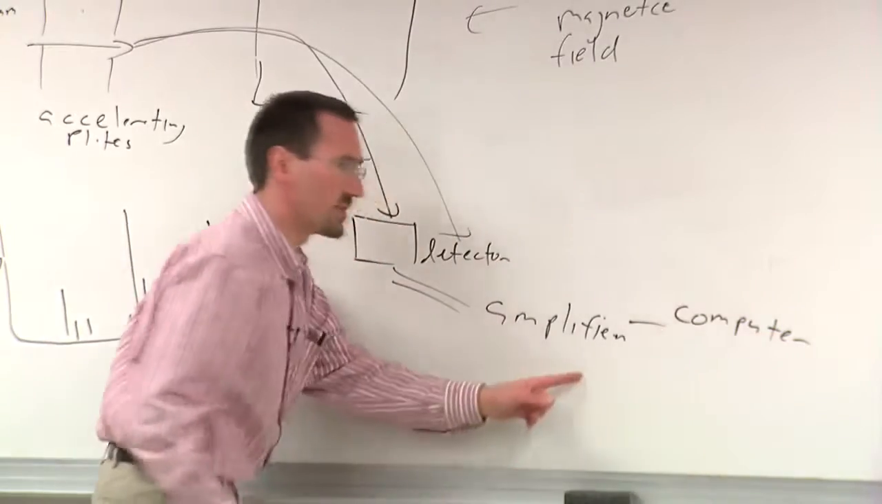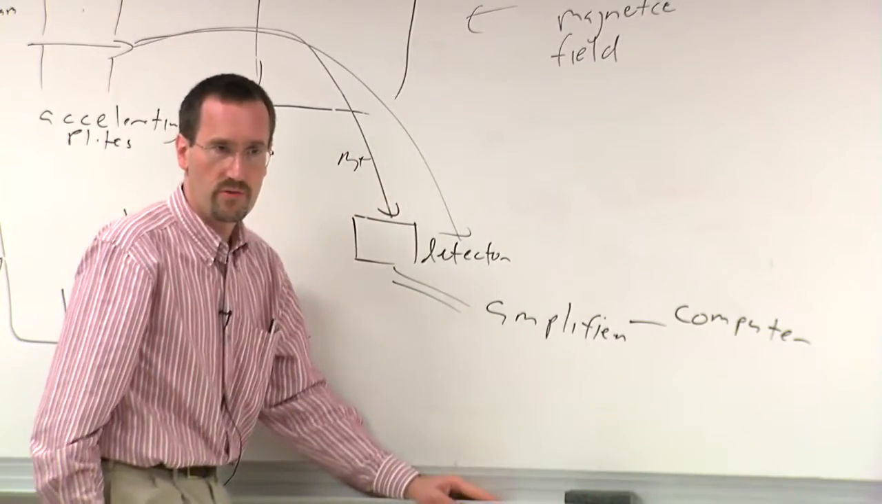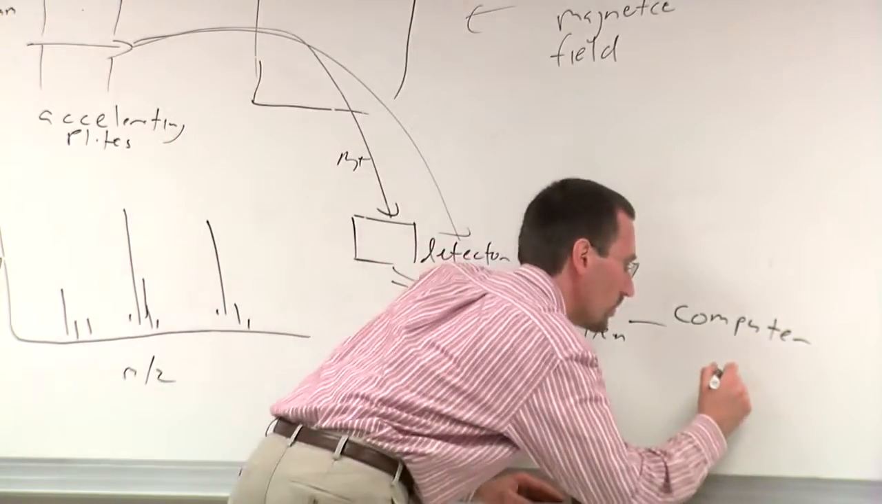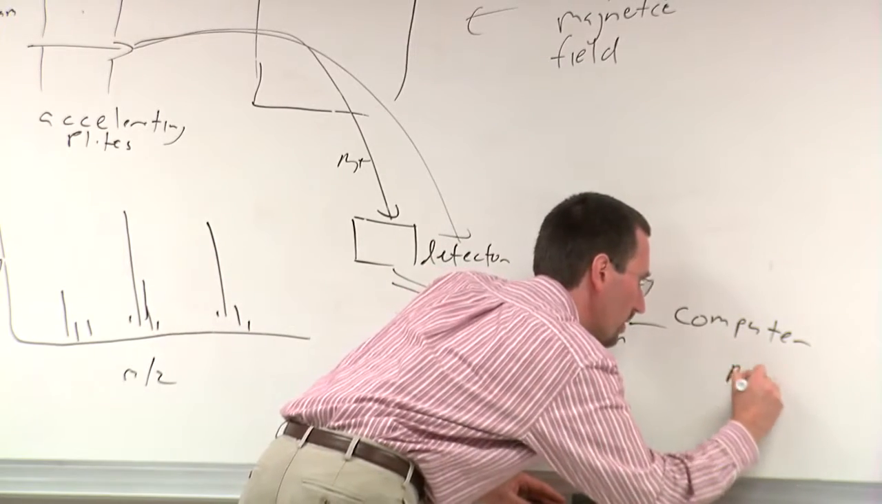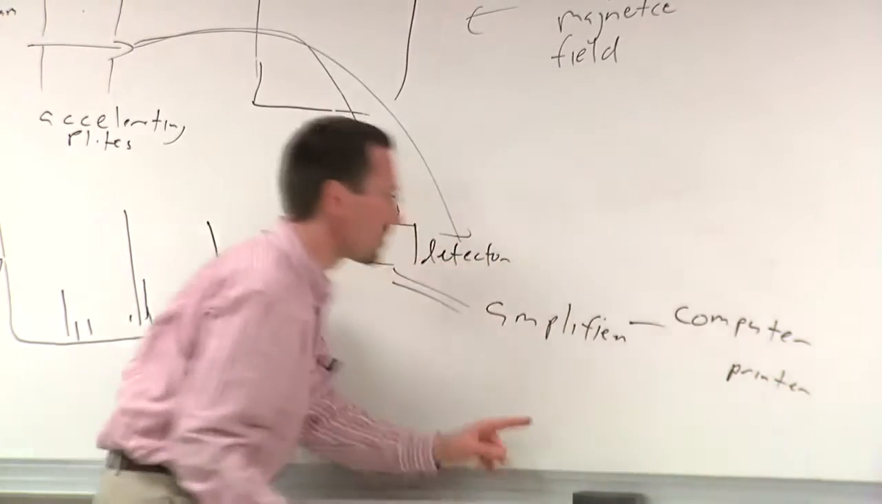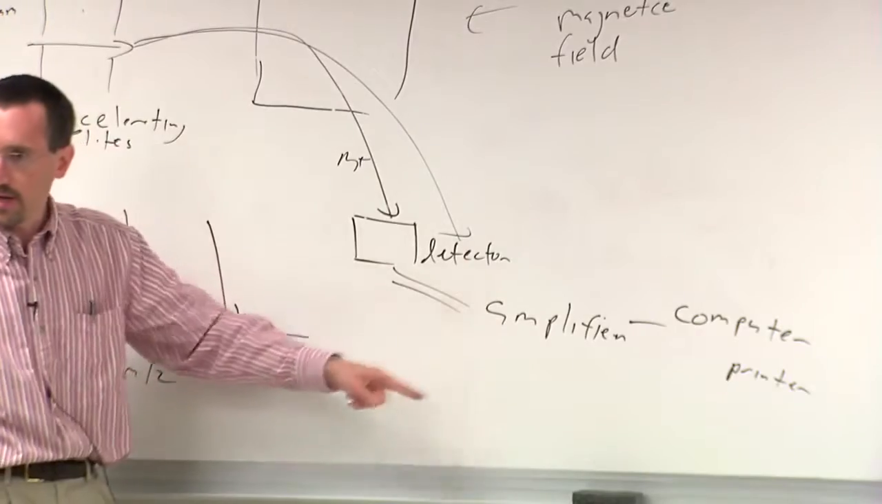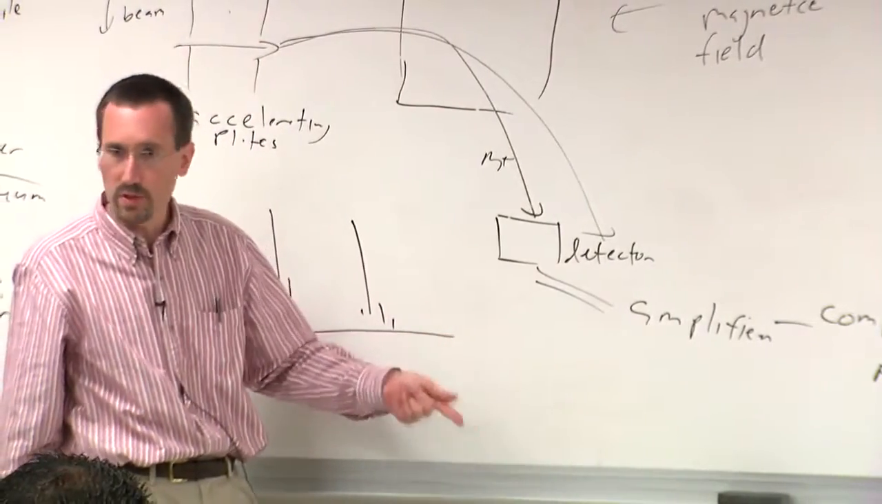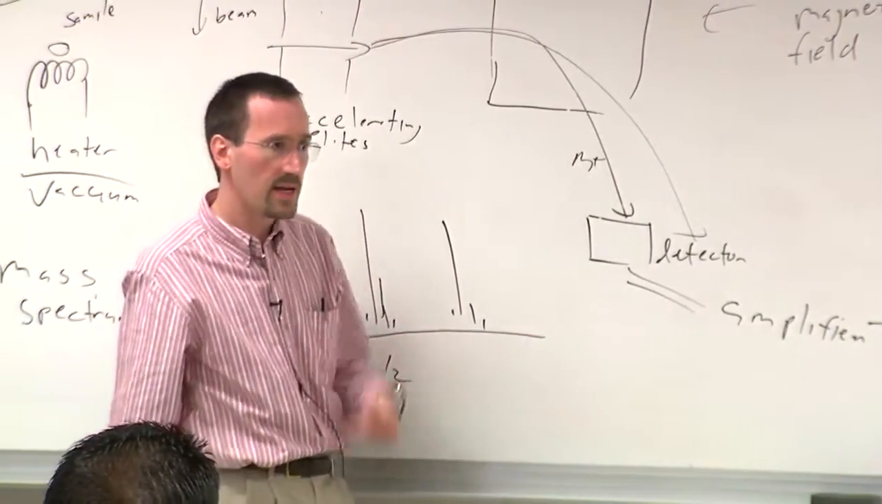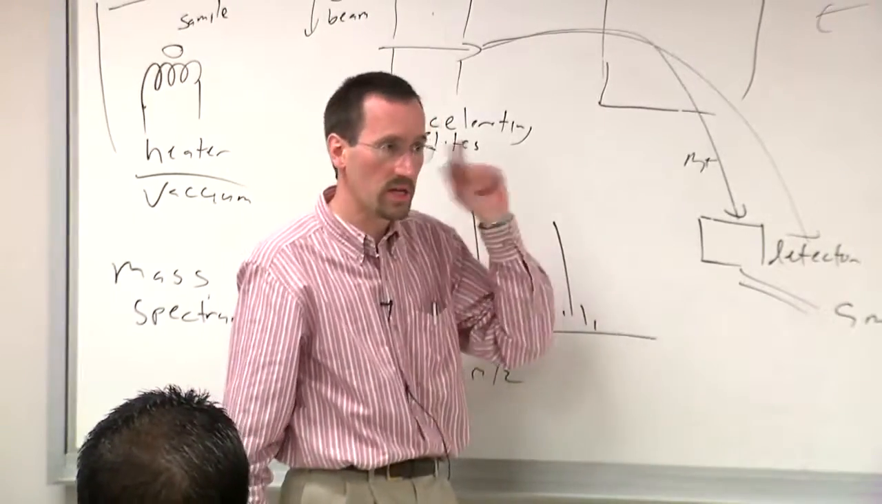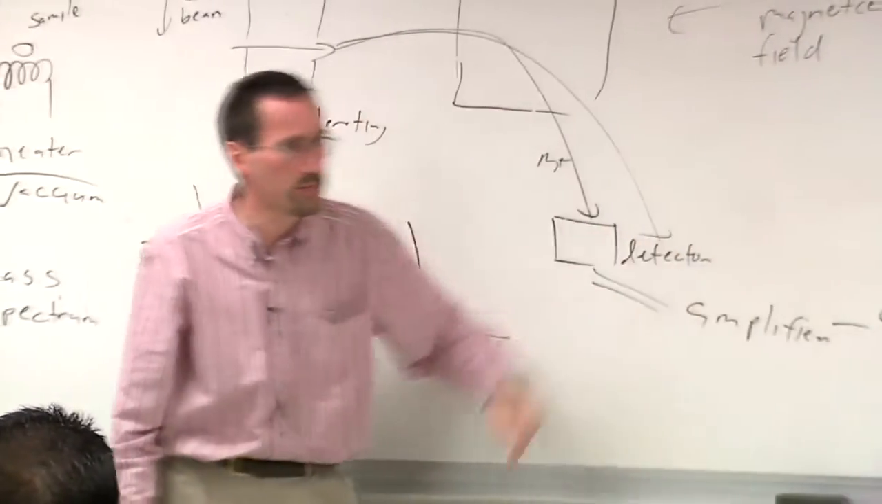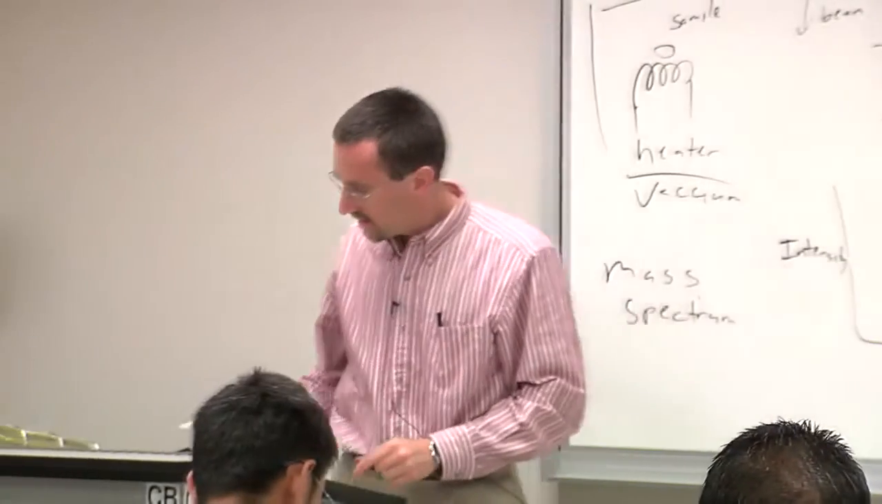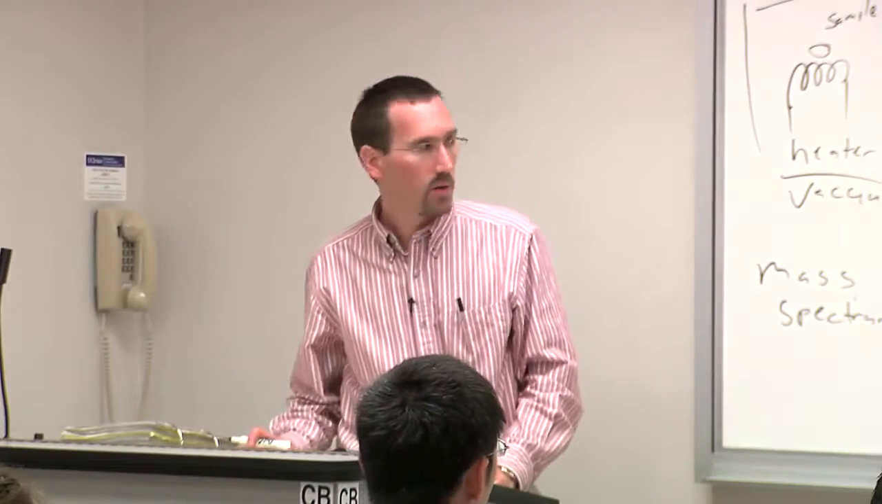Actually, in a modern system, it would go to an analog to digital converter, and then it goes to basically a printer. But in the oldest systems, of course, it would go to an amplifier and then a strip chart recorder, because you could literally just go ahead and have a needle go or another electrical signal to write on a piece of paper. Good question. Other questions?